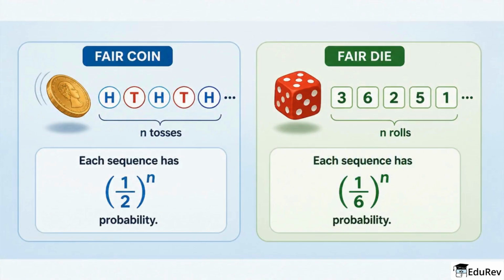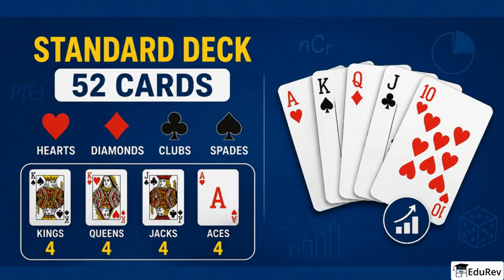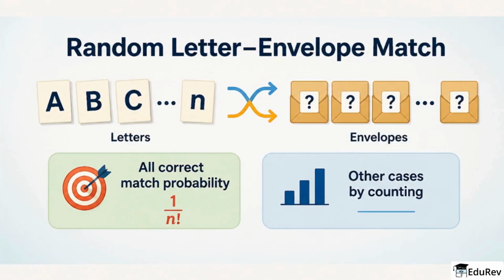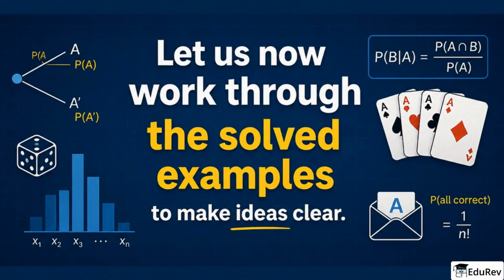Some quick results. A fair coin tossed n times gives each sequence probability 1 divided by 2 to the power n. And a fair die gives 1 divided by 6 to the power n for n rolls. When drawing cards, a standard deck has 52 cards, 4 suits, and known counts for face and honor cards that help compute probabilities. In random letter envelope match problems, the chance all letters are correctly placed is 1 divided by n factorial. And similar counting gives other cases. Let us now work through the solved examples to make ideas clear.